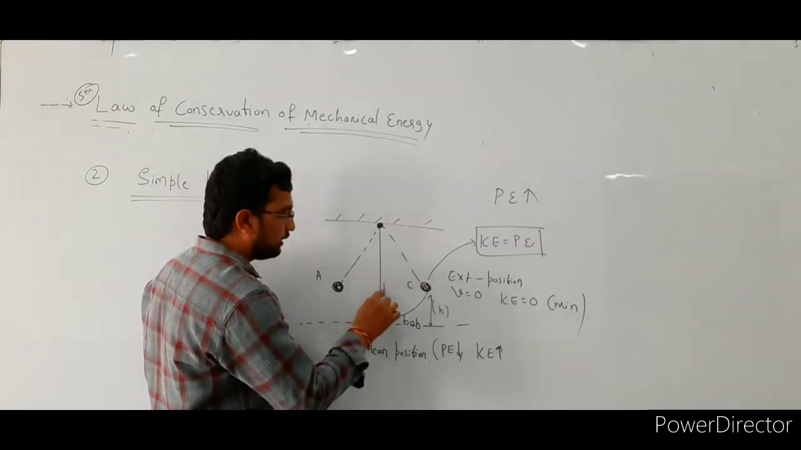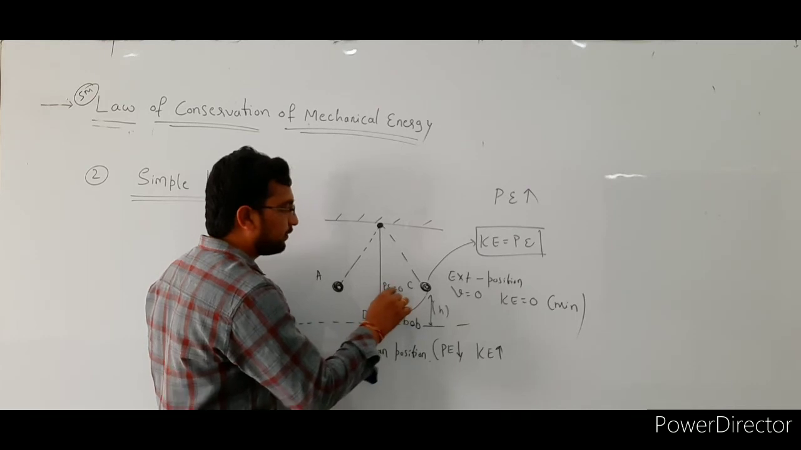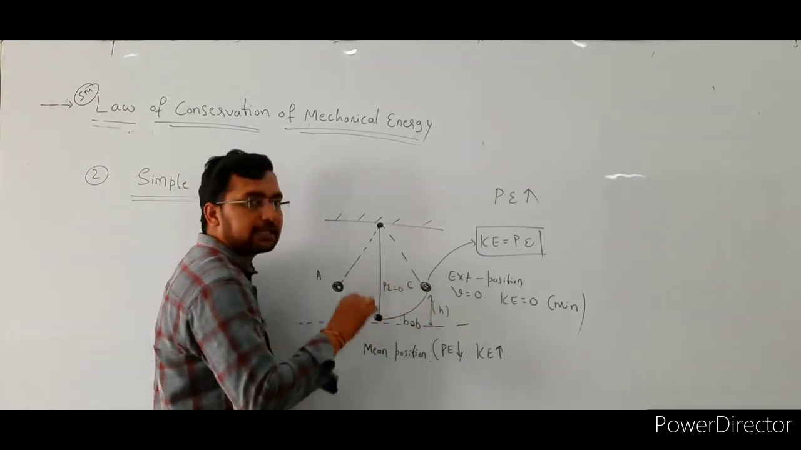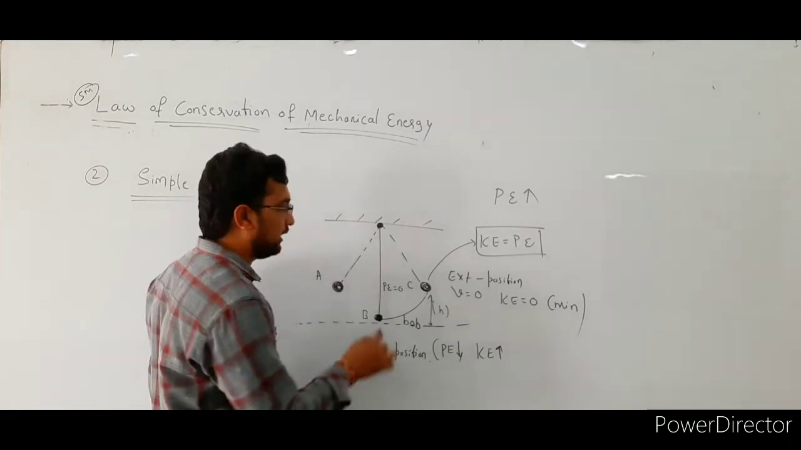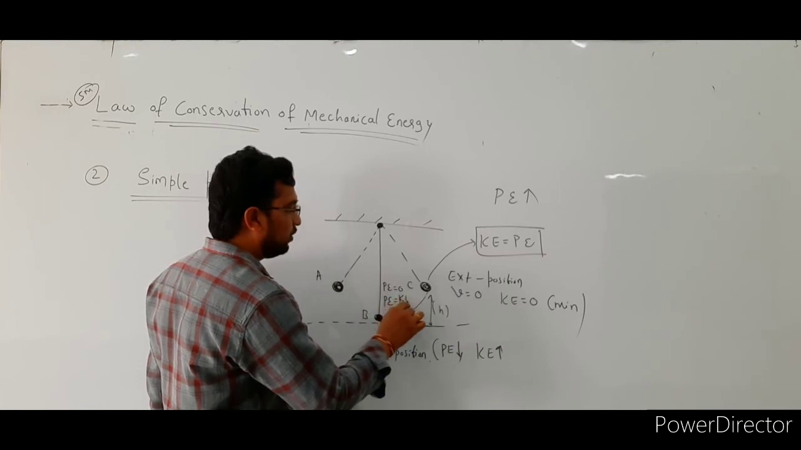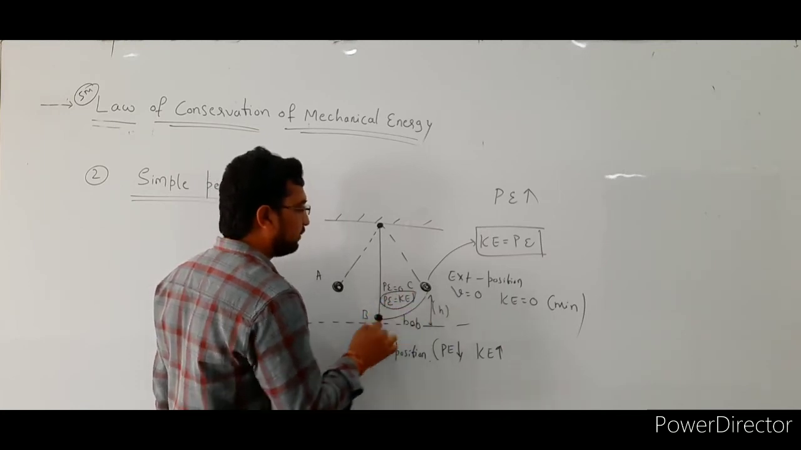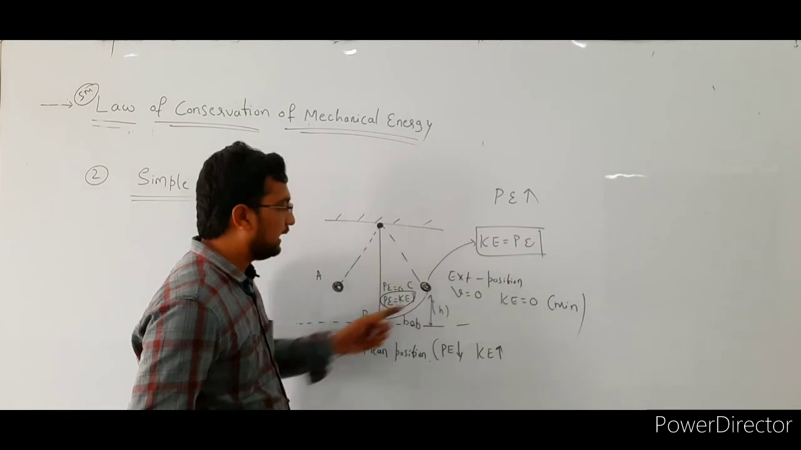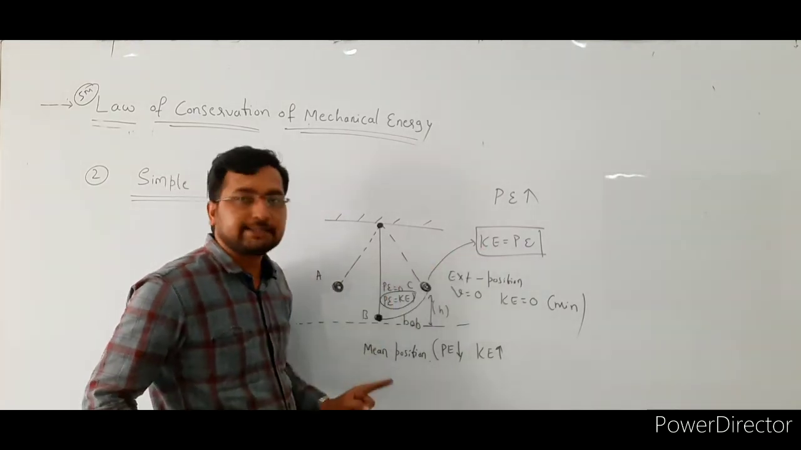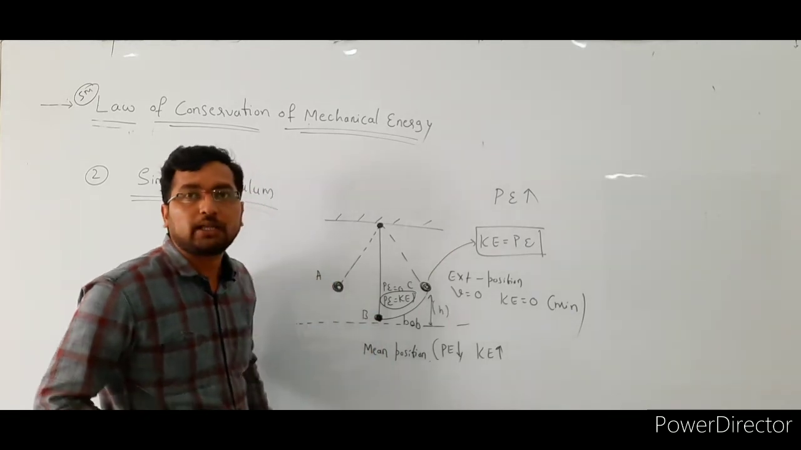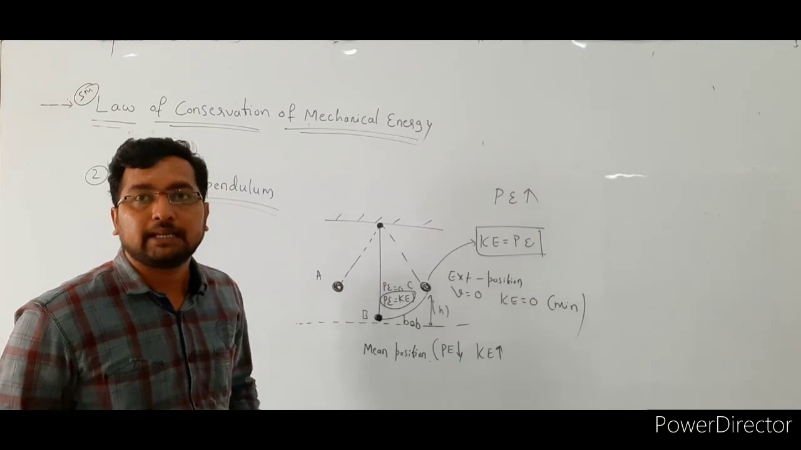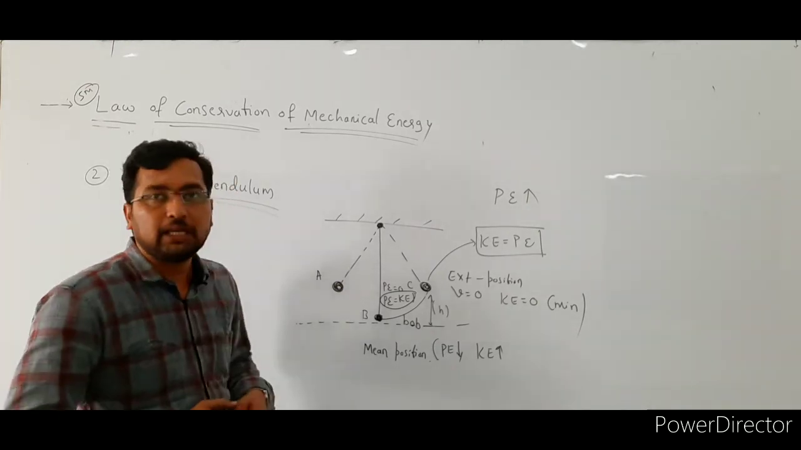So at this position, potential energy is 0. So here the entire potential energy is converting into kinetic energy at point B. But the total energy at any point is the same. At this point also the total energy is the same. So this is the law of conservation of mechanical energy in case of a simple pendulum.